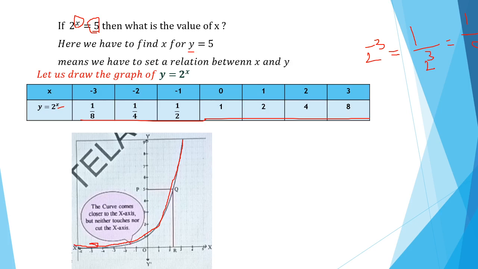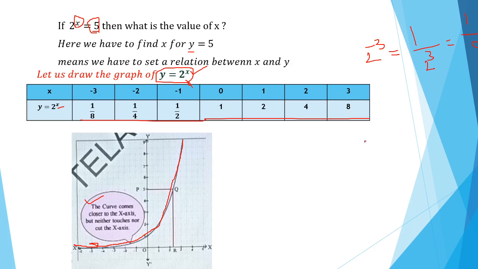But it never touches the x-axis because all the values are positive. So here the note is there already: the curve comes closer to the x-axis but neither touches nor cuts the x-axis. So in this relation y is equal to 2 power x, we can say that x is the logarithm of y to the base 2.